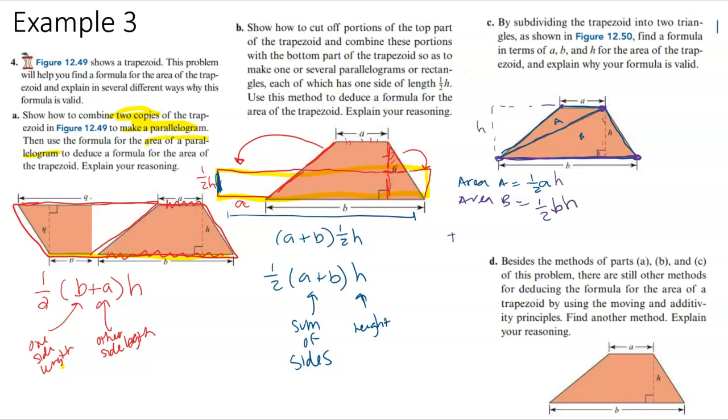So the total area is going to be 1/2 AH plus 1/2 BH. And if we were to factor out the common pieces, so 1/2 and H, 1/2 and H, we would be left with A plus B. So again, it's 1/2 of the sum of the sides times the height.